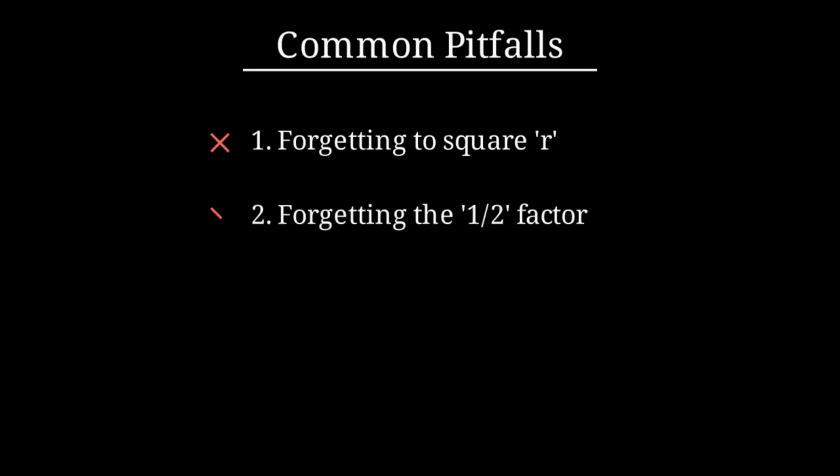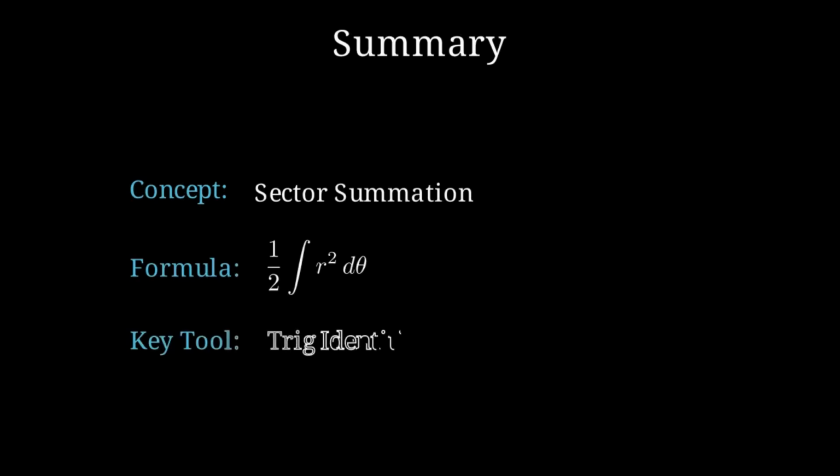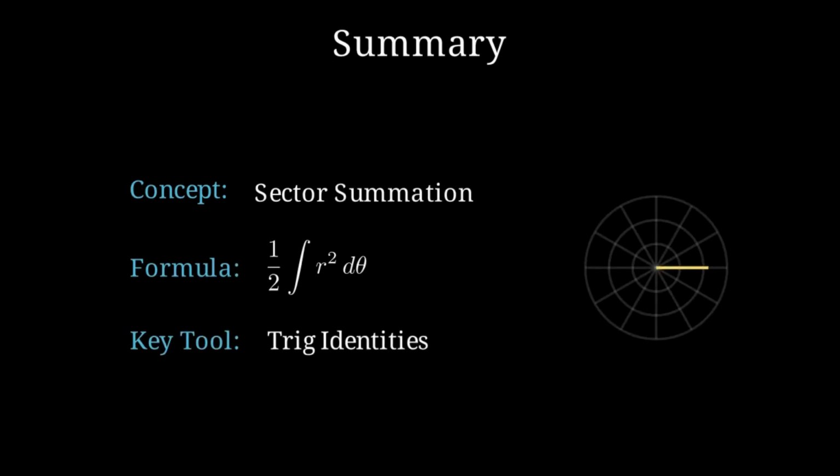Be careful! The most common mistakes are forgetting to square the radius or omitting the 1/2 constant. Always sketch the graph first to ensure your limits of integration match the region you intend to calculate. To summarize, polar area is calculated by integrating 1/2 r squared with respect to theta. Use symmetry when possible, find your intersection points carefully, and keep your double angle identities handy for those squared trigonometric terms.